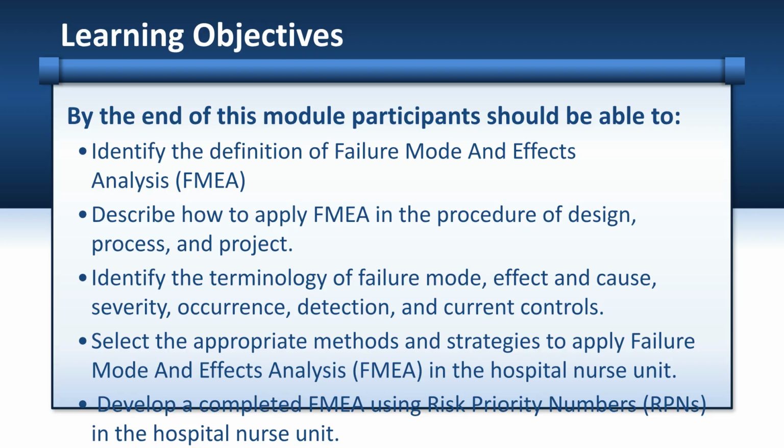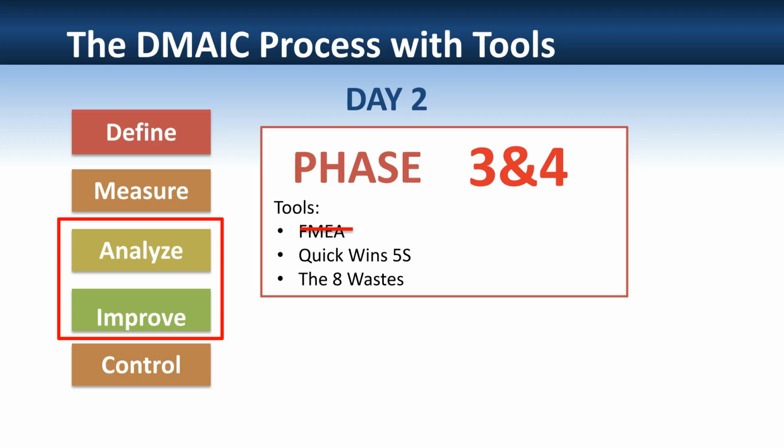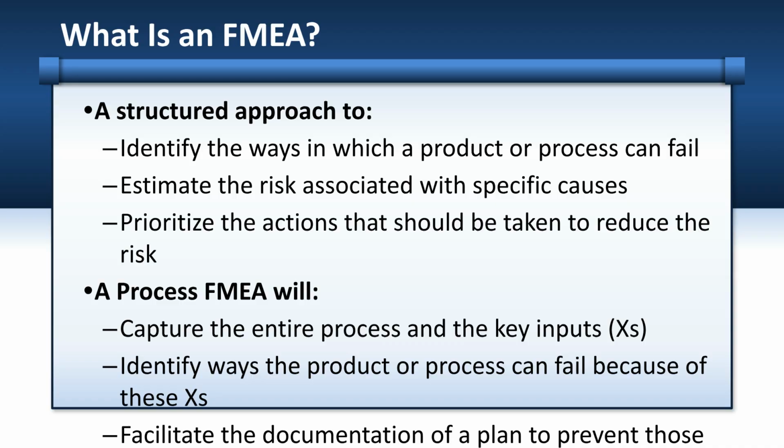You will also identify key FMEA terminology and develop a completed FMEA using risk priority numbers in a hospital nurse unit. FMEA is a tool used during the Analyze and Improve phases of the DMAIC process, which stands for Define, Measure, Analyze, Improve, and Control.